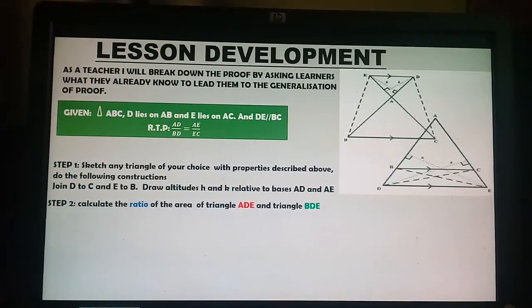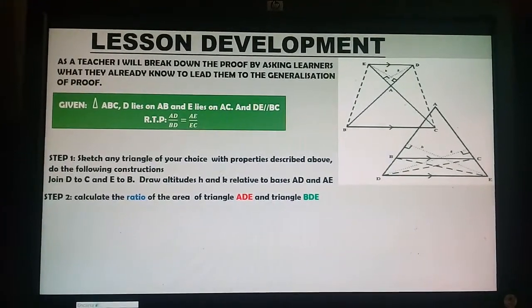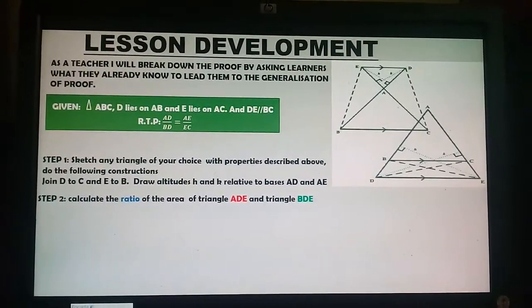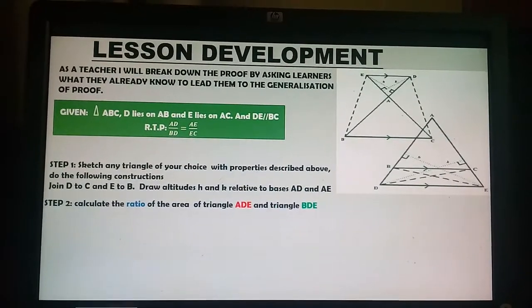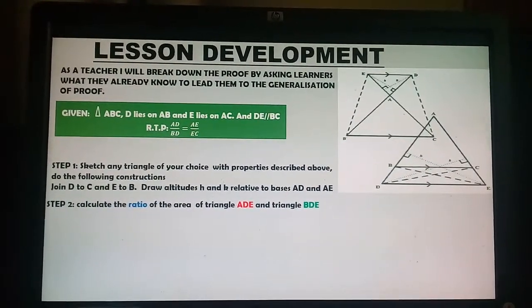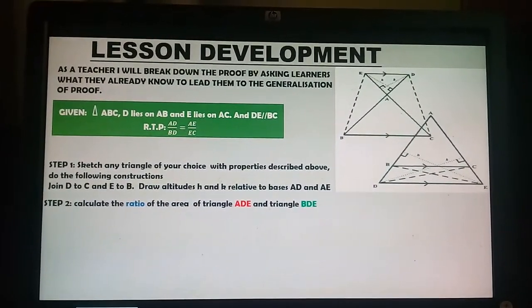Then step number 2. I will ask the learners to calculate the ratio of the area of triangle ADE and triangle BDE.